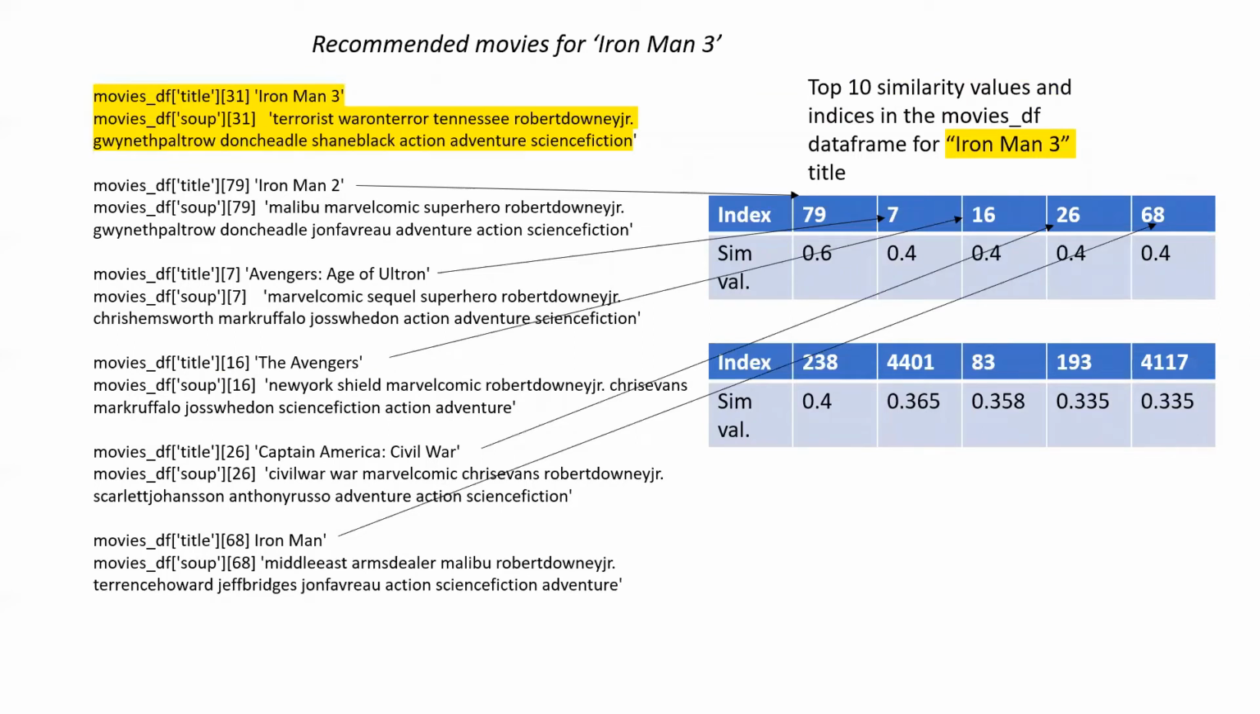And then again, here is a better rundown of it. As you can see, there's Iron Man 3. It has terrorists, war on terror, Tennessee, Robert Downey Jr., all the cast and the directors. And then it takes the top 10 similarity values from other movies, and then it recommends the movies that would be the most similar to Iron Man 3. So obviously it would be Iron Man 2, and then all the Avengers movies, and then Captain America. And then to the right, the table here is the index value of that movie within the data set. And then on the bottom, the similarity value gives a value related to how close it is to the movie that is inputted by the user.